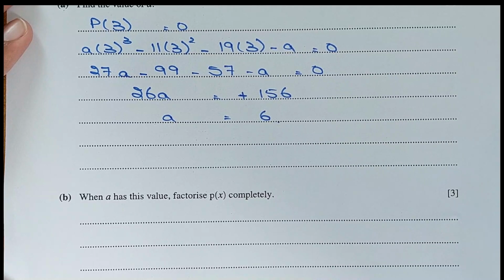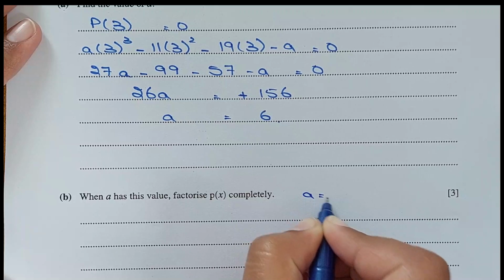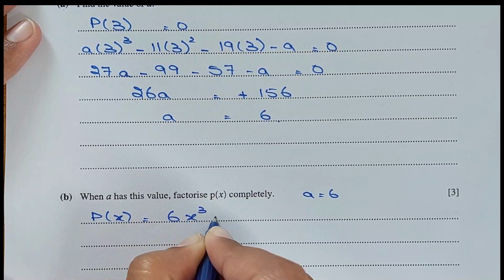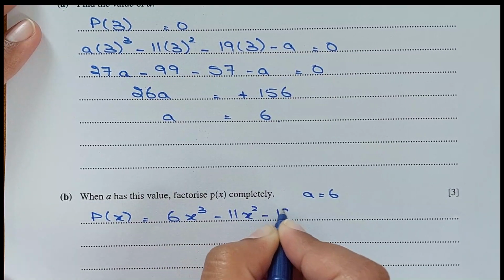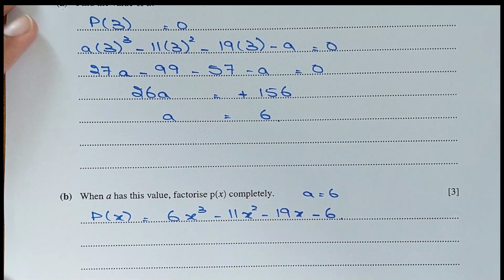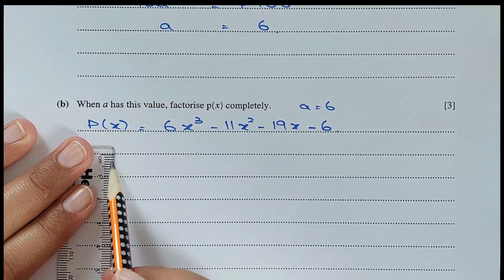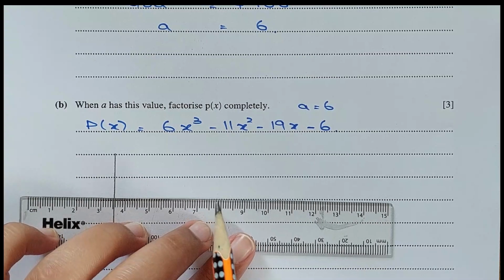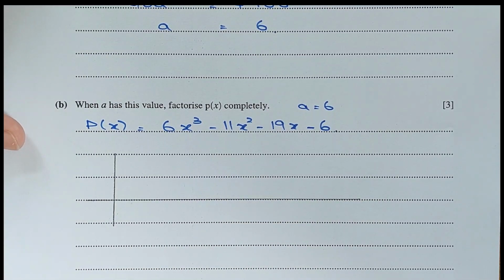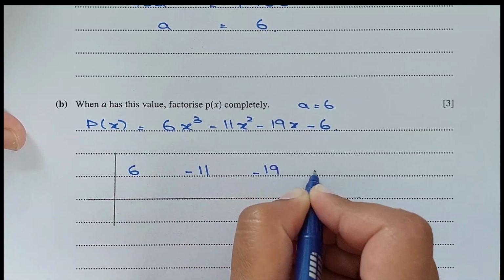Now for part B, when a has this value, factorize p of x completely. So when a equals 6, what is p of x? Which is 6x cube minus 11x square minus 19x minus 6, right? So x minus 3 is a factor, so I can use the synthetic division method over here, and we have been given one factor. Let me write down the coefficients: x cube is 6, x squared is negative 11, x is negative 19, and the constant is minus 6.